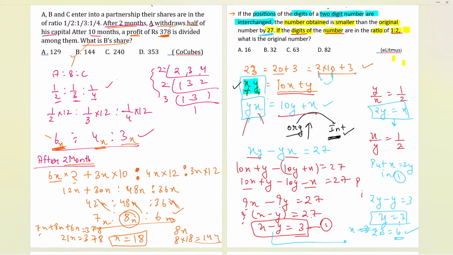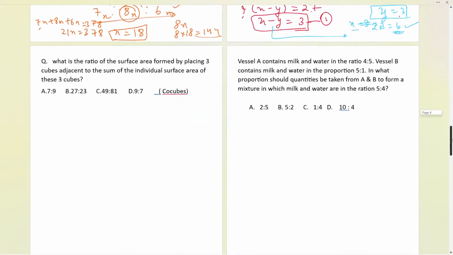So what is the number we are getting? x is the first number, 6, and the next number is 3. 63 is the number. Finally we get C as the answer. That is the way we should proceed. Now let us see the next question.